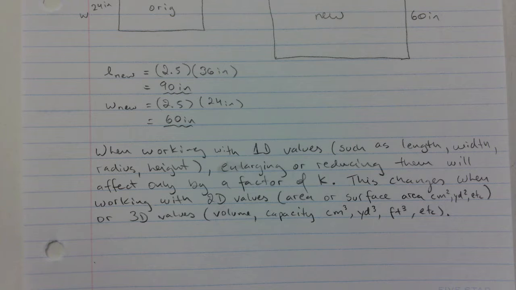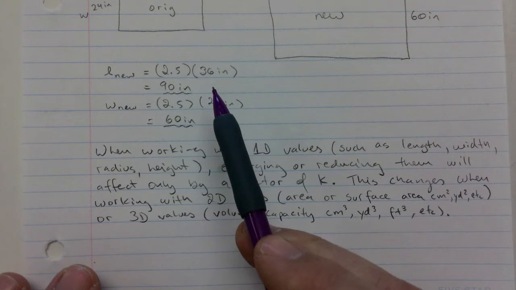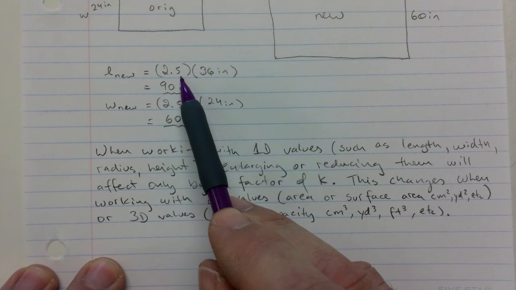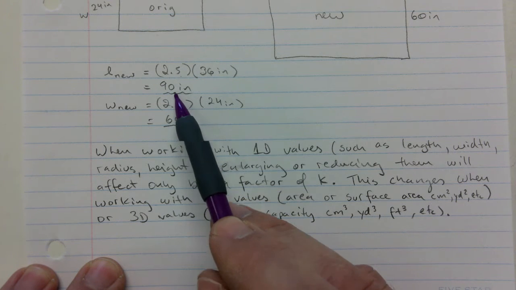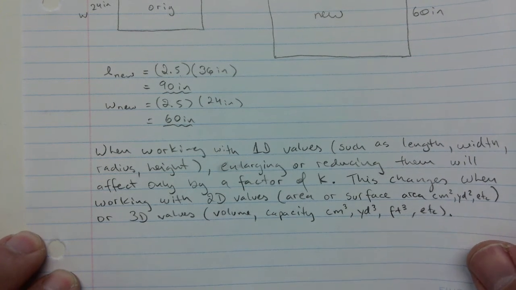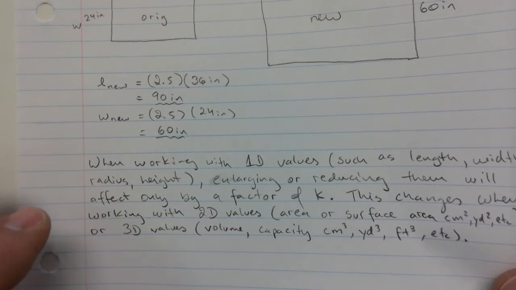When you're going from a one-dimensional value to another one-dimensional value, enlarging or reducing it, like let's say here, if you're going from 36 and you're increasing it by 2.5, then you get your 90, right? So everything is just affected by the scale factor as is, okay? But this changes when we're working with areas and with volumes, okay? So here we go. I will go to my back side here, and we'll write this down.